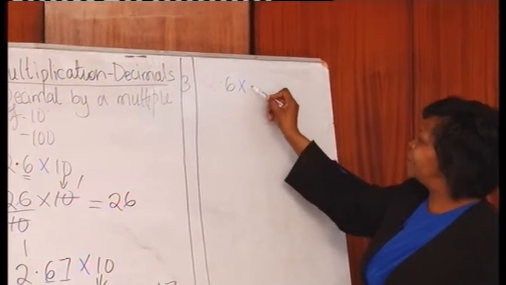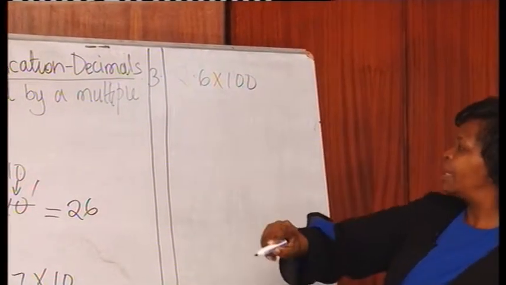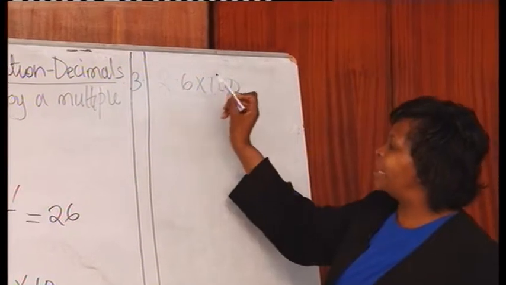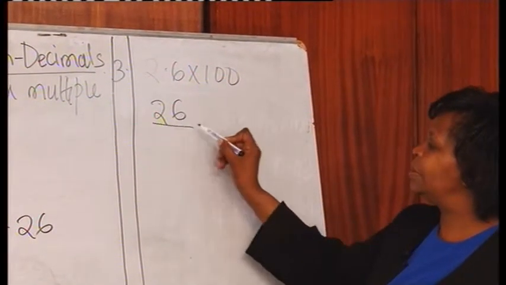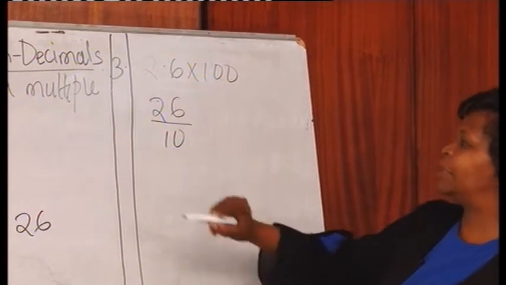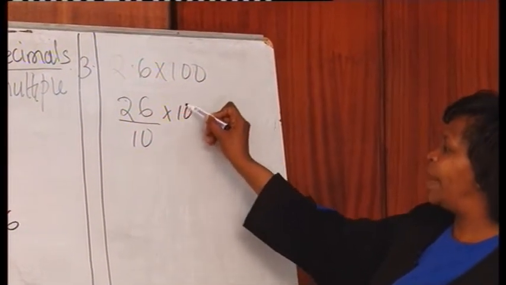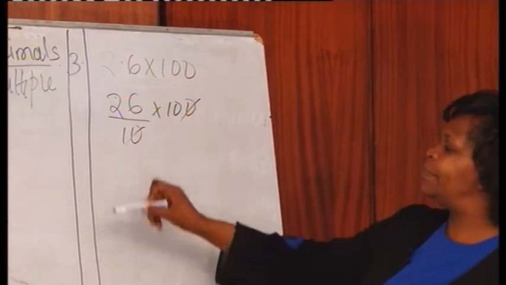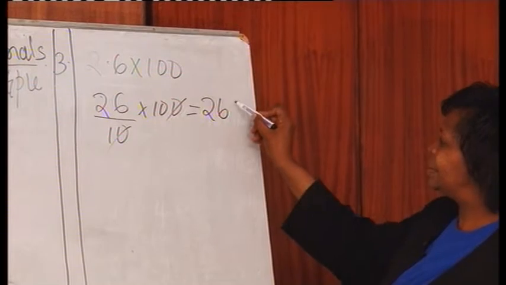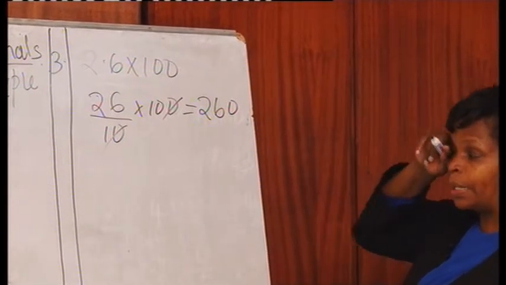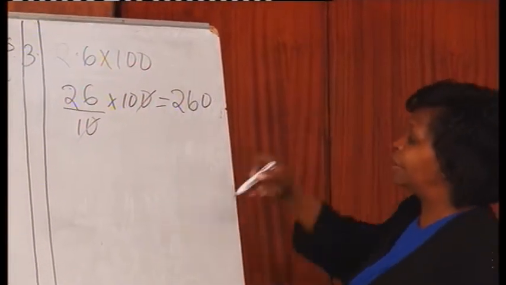Now, I can also multiply that number 2.6 times a multiple of 100. Here, the same thing, I can rename the decimal and it becomes 26 over 10 because it has only one decimal place. Then I multiply by 100. Then I simplify. Then I'll get 260 because when you're multiplying a number by 10, you just need to add a 0.